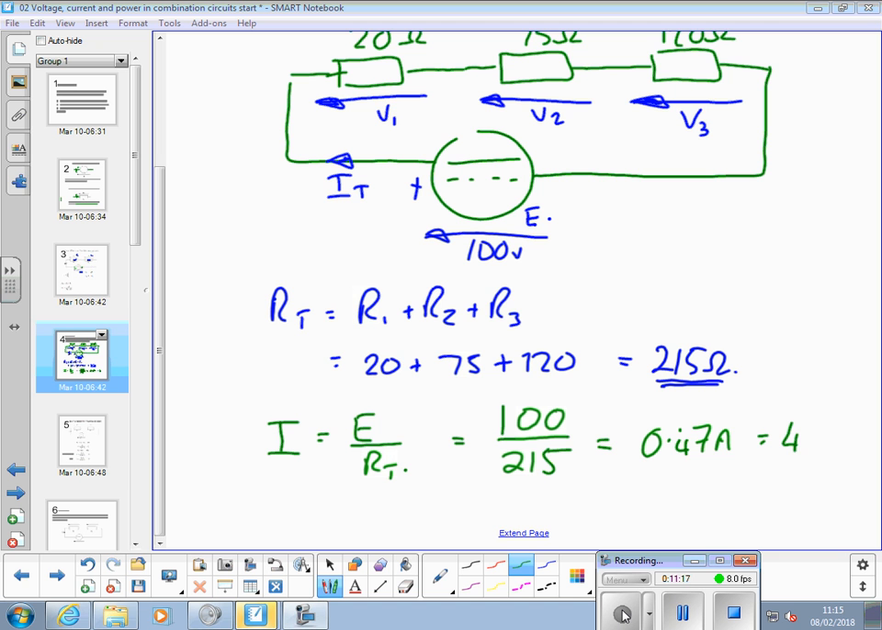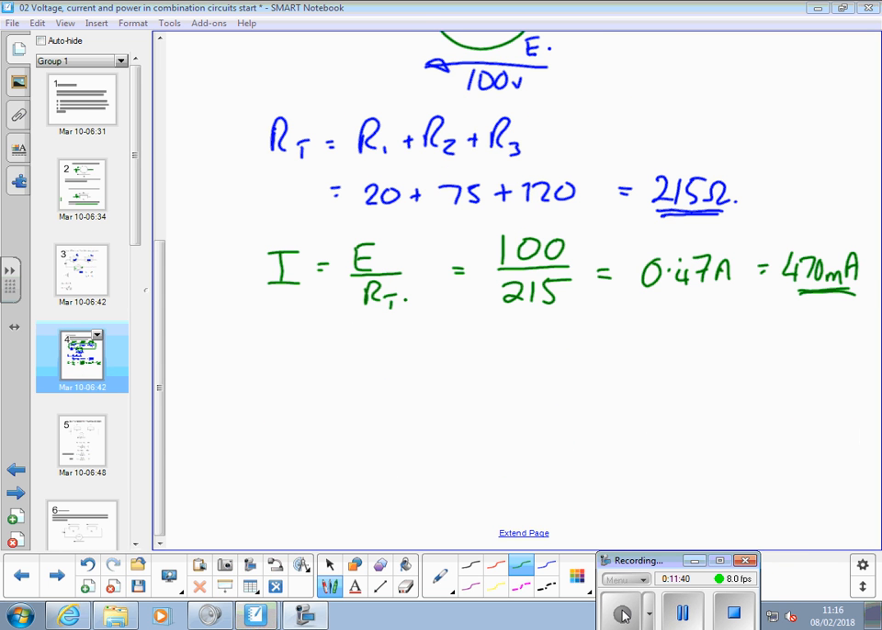Or 470 milliamps. That's easy to say. That's perhaps easier to use in another calculation. Get the rest of them. Right. We found the current flow, and that was what was asked for.